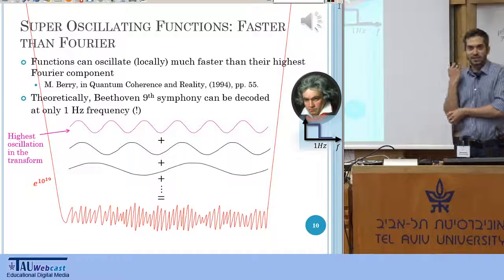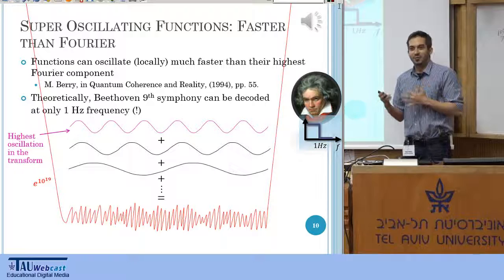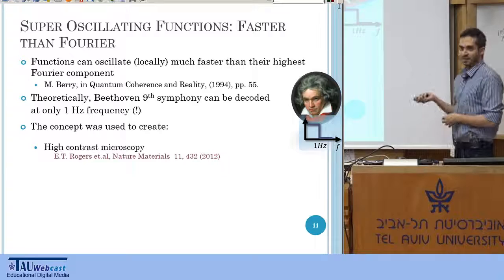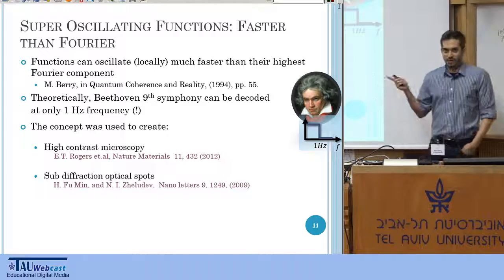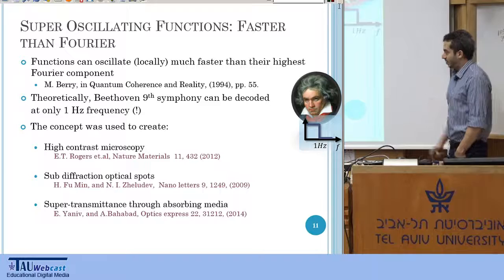But more modest super oscillation functions were used before, and they were used to create high contrast microscopy and subdiffraction optical spots, both in the group of Nikolay Zheludev. And here in Tel Aviv University, a group of Alon Bahabad did super transmittance through absorbing media.